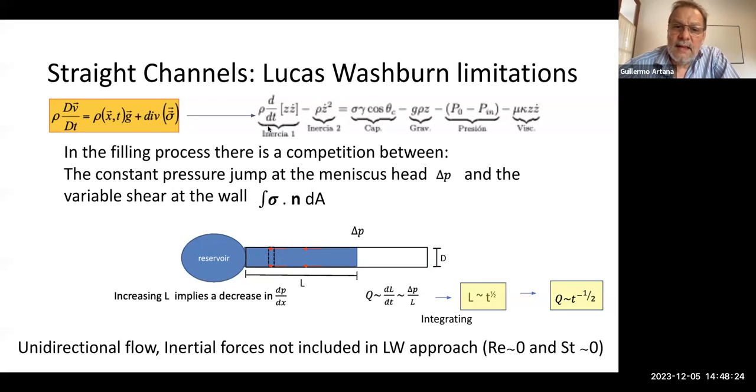Now, this equation is derived under several assumptions. The most important is that you neglect the inertial terms. So you are assuming that the Reynolds number is quite close to 0 and that the Strouhal number is quite close to 0.